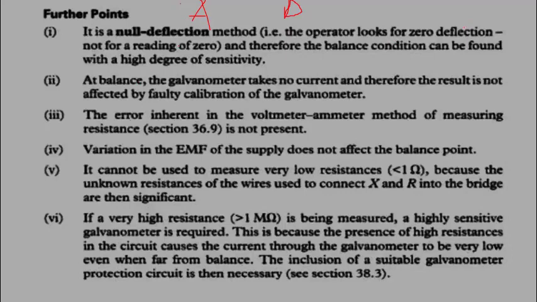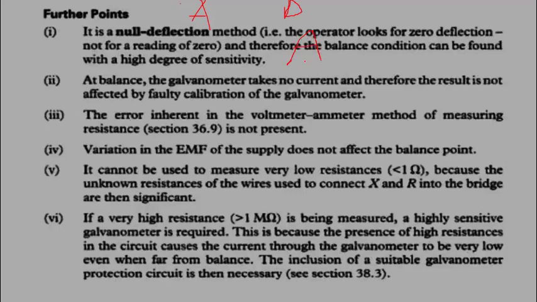Not for the reading of zero. Ni reading ya zero deflection, kwamba usione tu deflection, sio kwamba usome zero. Kwa hii itakusaidia kueliminate mambo kama parallax, tofauti na voltmeter ambapo utakuwa required kusoma value exact ya reading fulani. Kuna matatizo ya parallax, matatizo ya macho wengine na nini. Lakini hii unaangalia tu kwamba haija deflect. Umeona, ni null deflection. Therefore the balance condition can be found with high degree of sensitivity. Hii ni advantage, kwa kutakuwa na less errors na vitu kama hivyo.